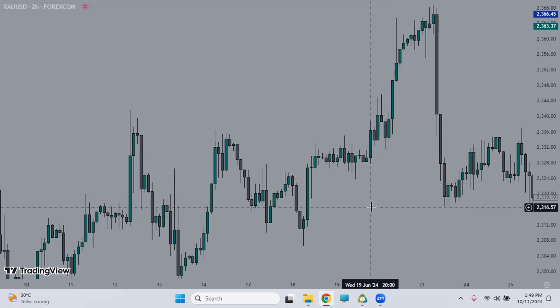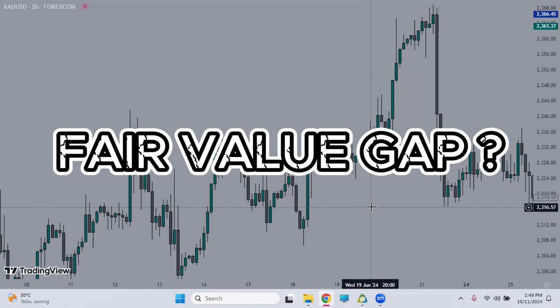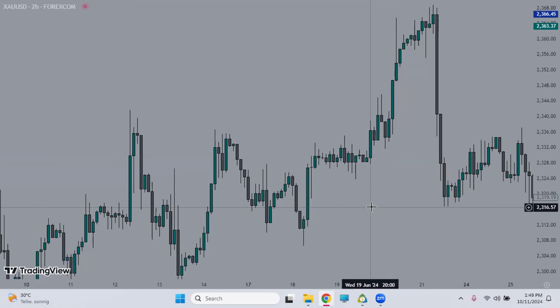All right, so starting off, what is a fair value gap? According to Google, a fair value gap is a gap in price movement that occurs when there's an imbalance between buying and selling. It creates an area on the chart where price hasn't fully adjusted, which can often attract price back before it continues in its original direction.